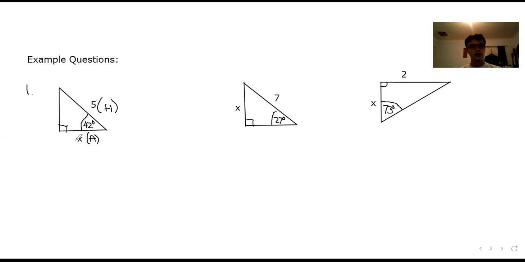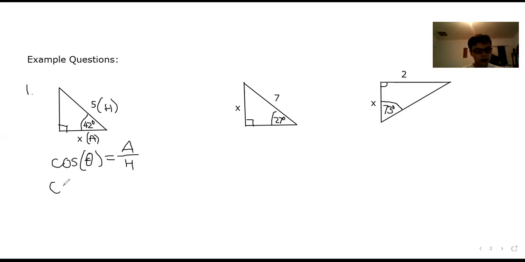We only know the adjacent side and the hypotenuse of the triangle. So which trig function do we need to use in order to find the side length x? We need to use the cosine function. So let's write down the formula for cos theta. Cos theta equals adjacent divided by hypotenuse.